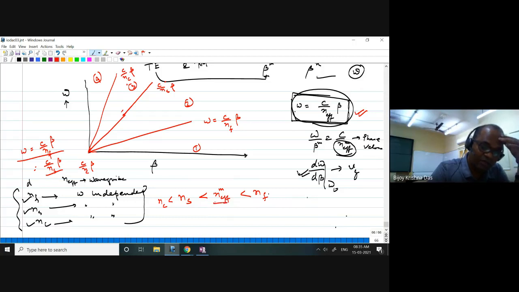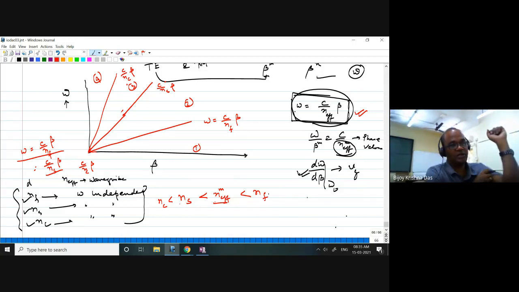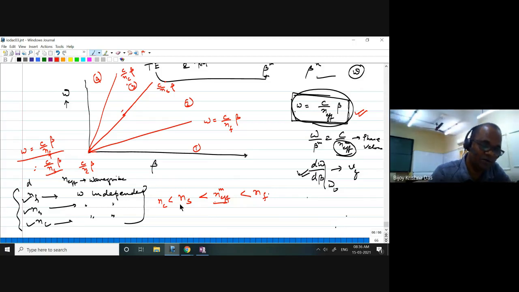If you are getting an effective index greater than NC but less than NS, that will actually be leaky. I said earlier that at one interface you will not see any total internal reflection, though at the other interface you may, so in that case it will be leaking. So I am supposed to get solutions in these two regions for a guided mode.